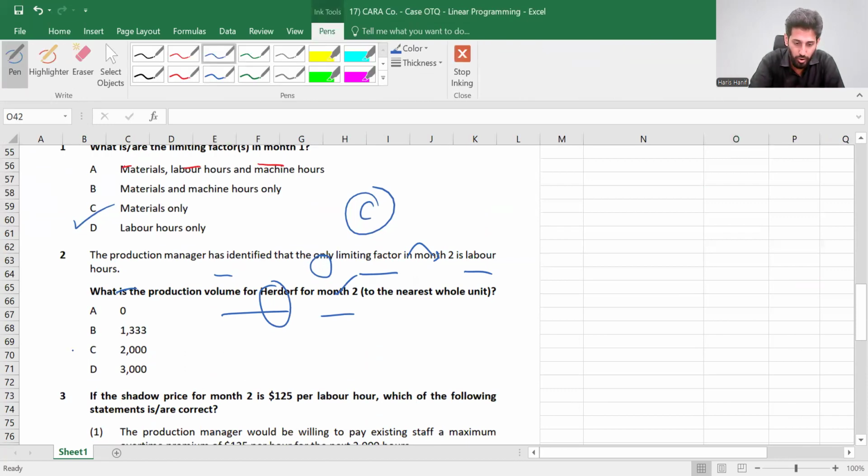Exactly. Now we have to produce 2000 units. Congratulations. Now let's move on.